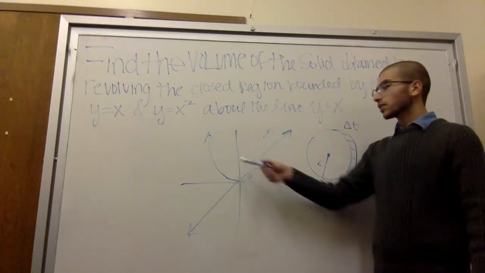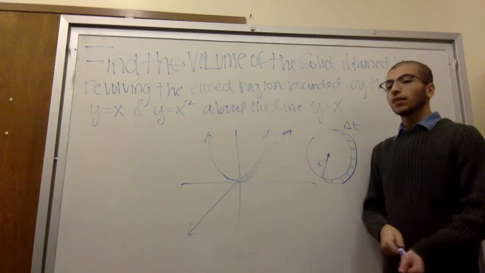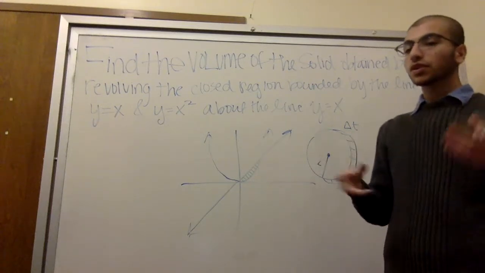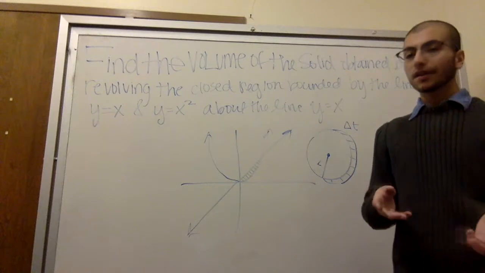What makes this problem particularly tricky is the fact that you can't find the volume of it by integrating with respect to x or y like we traditionally do, because if we do that, it's going to give us ellipses and not circles, and they're all going to be of different areas.